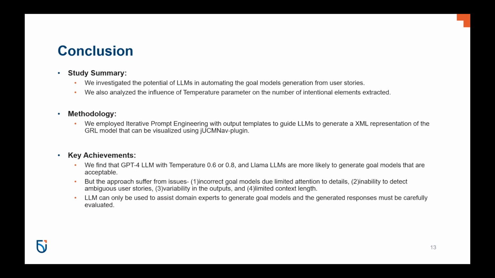Our syntactic and semantic evaluation finds that employing LLMs for producing goal models, although a promising task, suffers from many issues, such as incorrect goal models due to LLMs' limited attention, inability to detect ambiguous user stories, and limited context length. Therefore, we recommend LLMs to be used as assistants to domain experts in generating the goal models. And of course, the manually generated goal models are superior to the LLM generated ones.